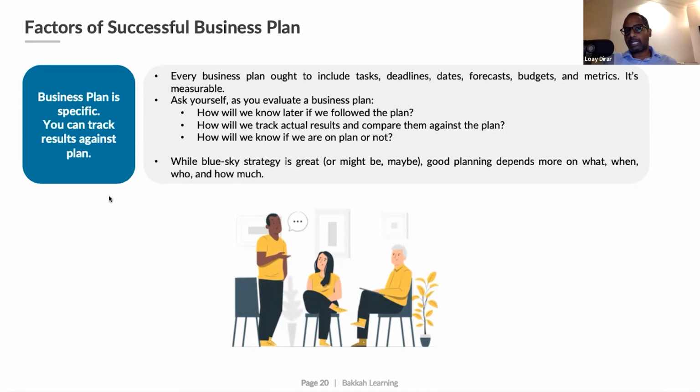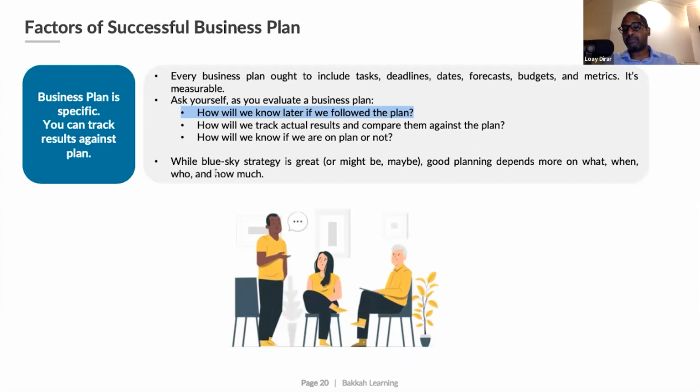Ask yourself, when you start or whenever you are in the middle of developing a business plan, as you evaluate it: how will we know later if we followed the plan? You must have performance measurement mechanisms in place that will help you measure if any deviation happens, and how you are going to tackle it and bring the business plan back on course. How will we track actual results and compare them against the plan? Comparing actual results versus those planned will give you a very good indicator of how well we are progressing. And finally, how will we know if we are on plan or not? Any deviation must be triggered and treated immediately, because if you don't tackle issues on the spot, it's going to ruin your entire idea.